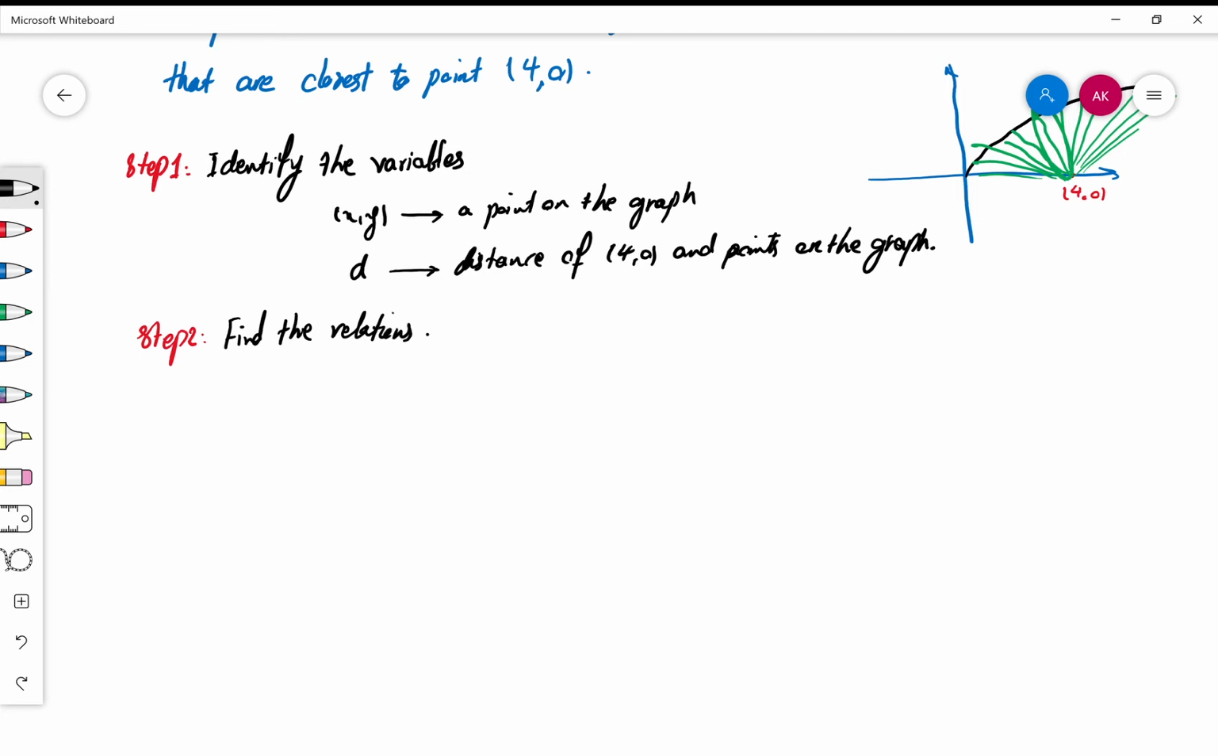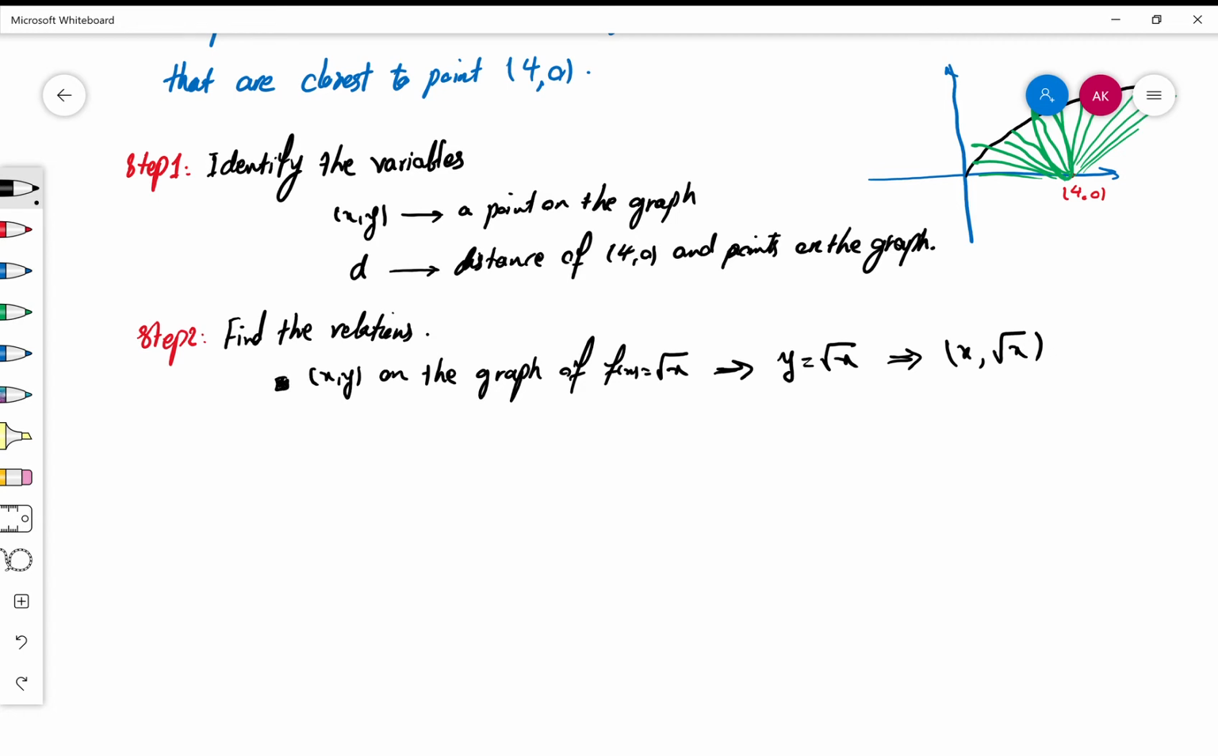Here, what we know is that since (x, y) is on the graph of f of x equal to root x, that means that y is going to be equal to root x. In other words, we are going to deal with points of this form. That's the first relation we know.